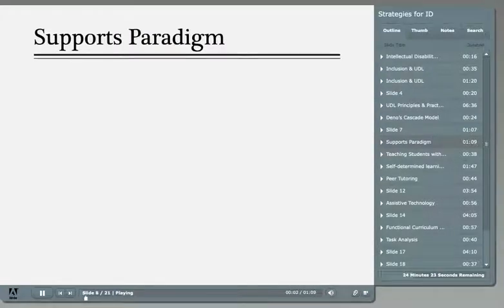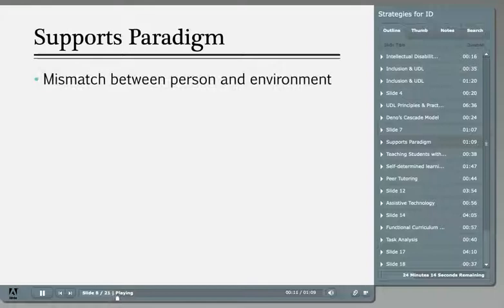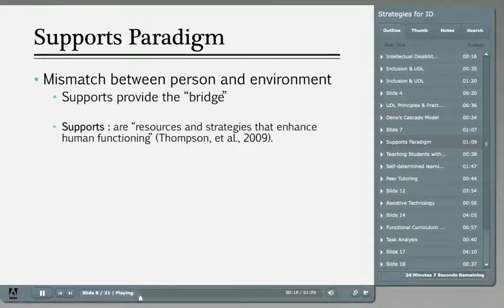One of the ways we can provide access to the general education setting, along with principles of UDL, is through the supports paradigm. This paradigm holds that there is a mismatch between the environment and the individual's level of functioning that can be bridged through offering supports.